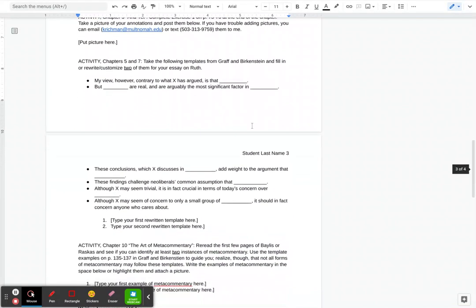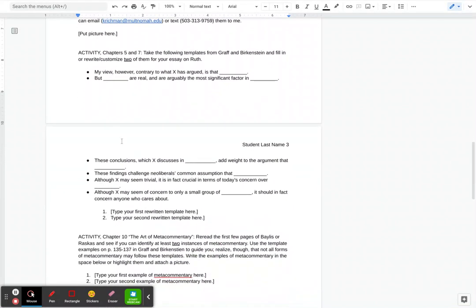Now, to help you with this in assignment 2, I've pulled some templates from Graf and Birkenstein in chapters 5 and 7. And what I would like you to do is to look through these and take 2 of the templates and rewrite them in a way that you think would be helpful in your paper and that you'll hopefully end up using them. So select 2 of these and reword them.